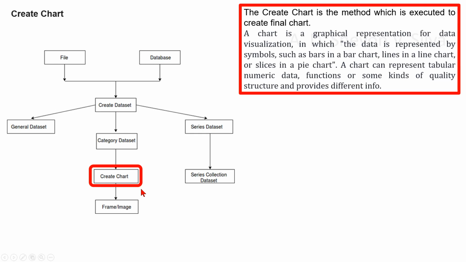final chart. A chart is a graphical representation for data visualization in which the data is represented by symbols such as bars in a bar chart, lines in a line chart, or slices in a pie chart. A chart can represent tabular numeric data, functions, or some kinds of quality structure and provides different info.